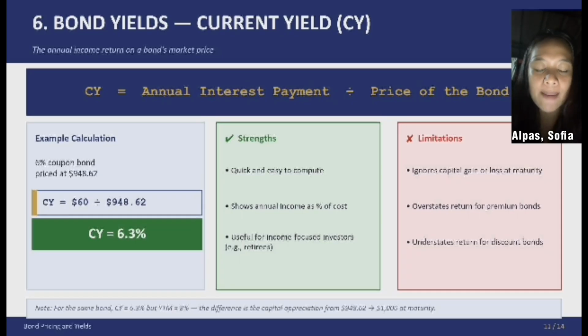So, this topic shows that market interest rates greatly affect bond prices and returns. Longer-term bonds carry higher interest rate risk, while current yield helps investors measure income return from a bond. Understanding these concepts can help investors make smarter and more informed financial decisions.